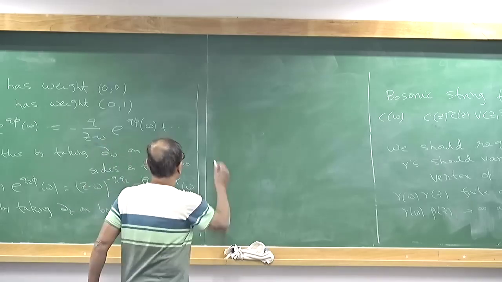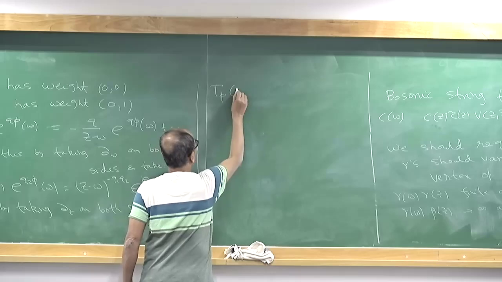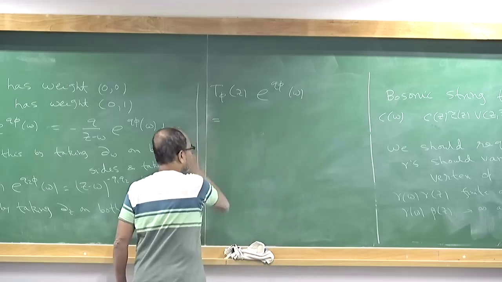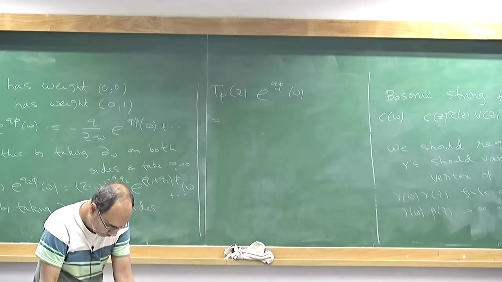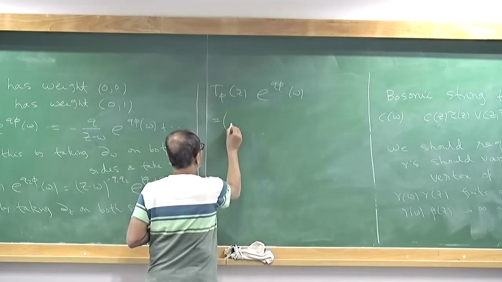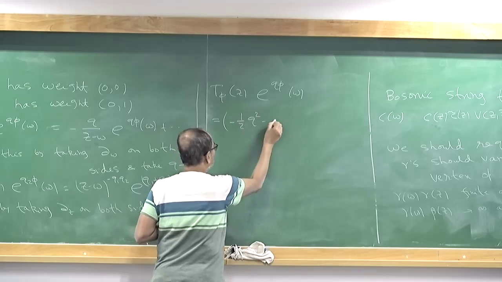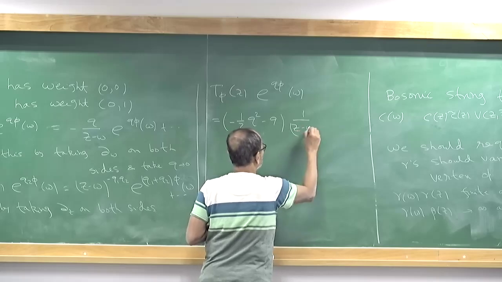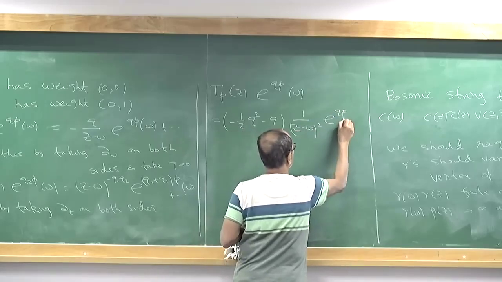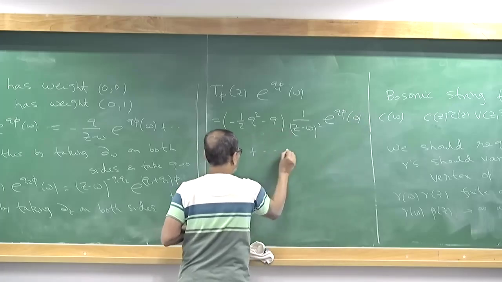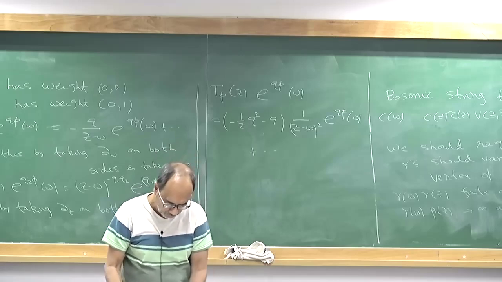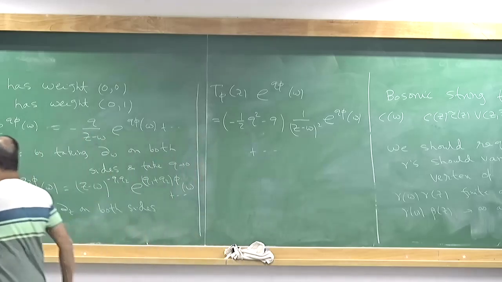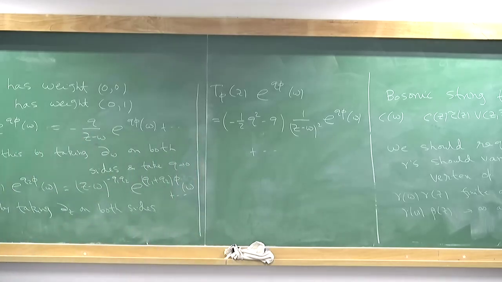So from this, we can also calculate T phi of z, e to the q phi of w. And this is given by minus half q squared minus q. This minus half q squared you can recognize; that basically comes from this term with e to the q phi.